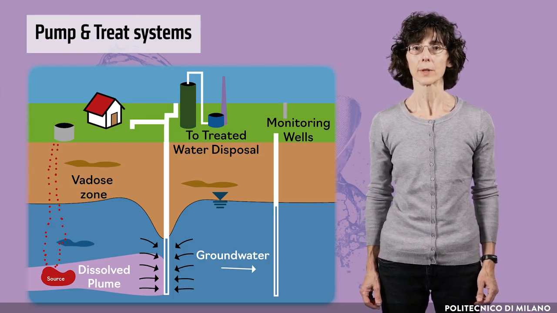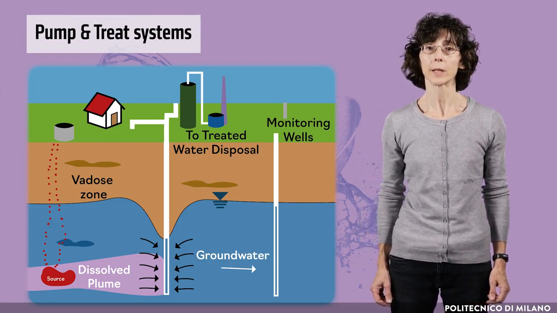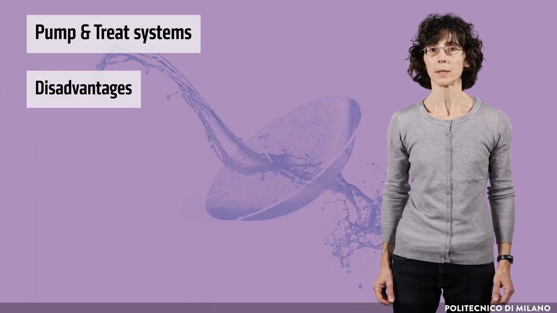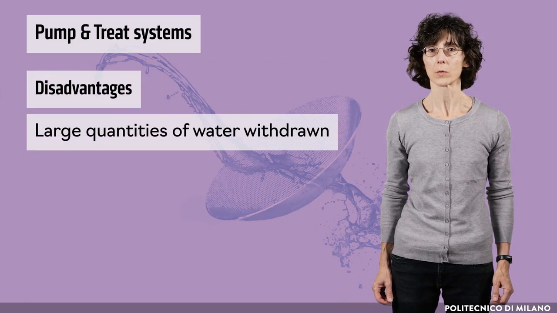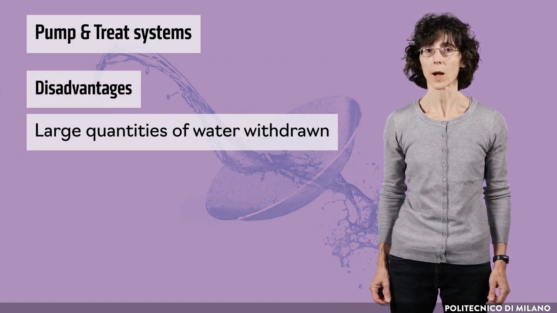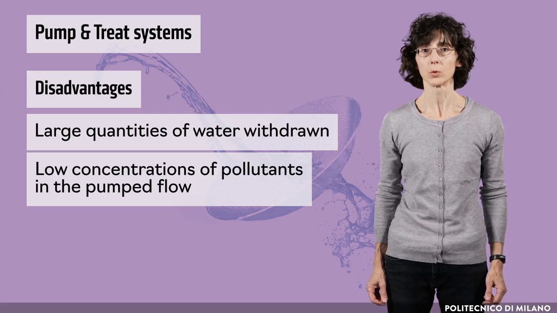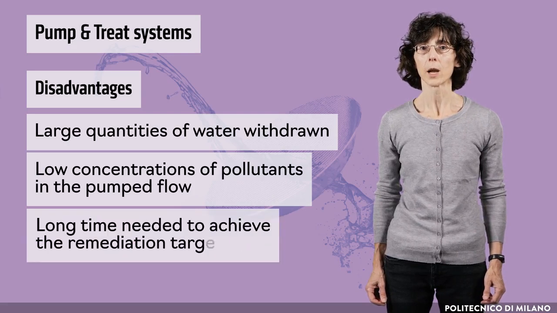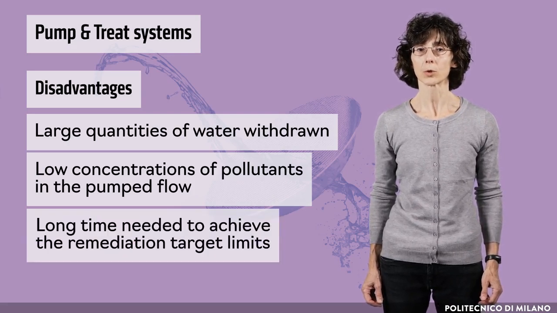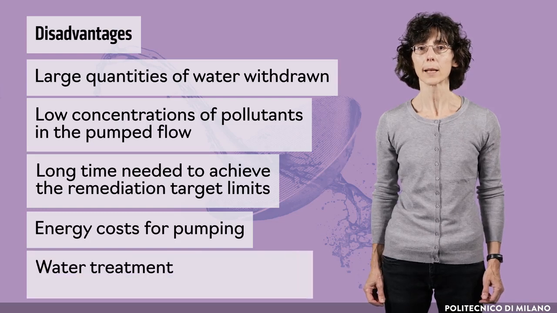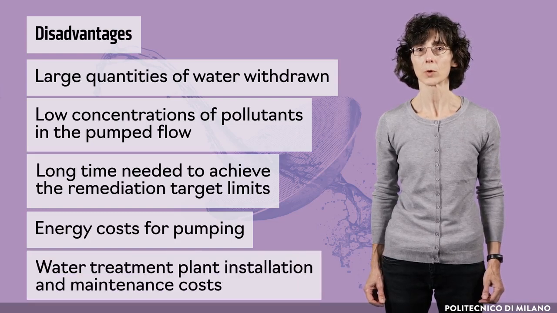Over time, however, it has been widely verified that this approach entails numerous disadvantages, such as the need to withdraw large quantities of water from the underground reservoirs, the low concentrations of pollutants in the pumped flow due to significant dilution with the large volume of pumped water, the long time needed to achieve the remediation target limits, the relevant energy costs for pumping, and the installation and maintenance costs for the water treatment plant located on site.